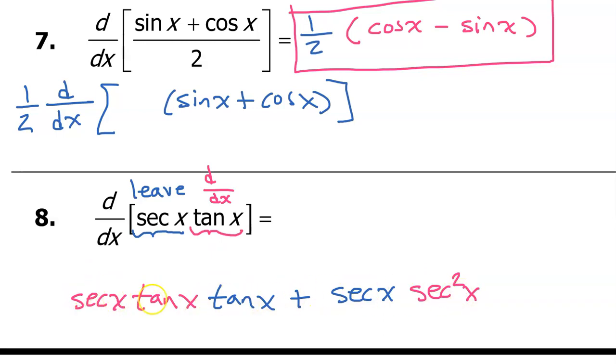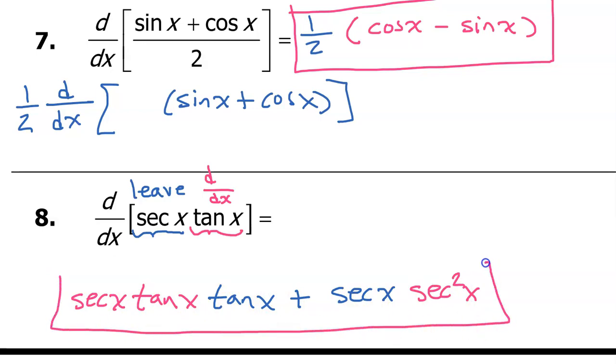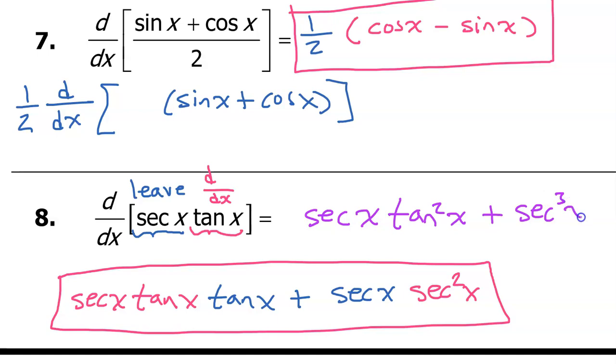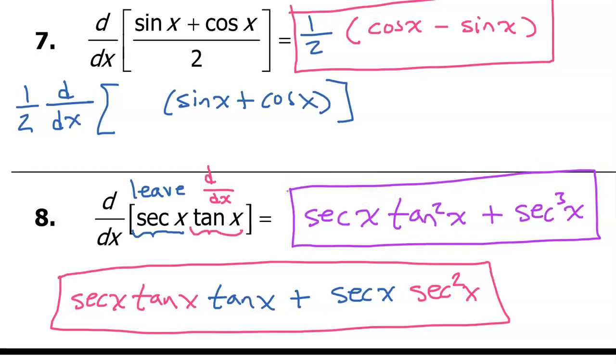Okay, so because this is a free response question, we are definitely welcome to leave our answer like this. But, we have tangent times tangent right here, and we have secant times secant squared. It seems silly not to simplify this a little bit, so I'm gonna. So this will be secant x times tangent squared x plus secant to the third power x. So either of these answers would be acceptable.